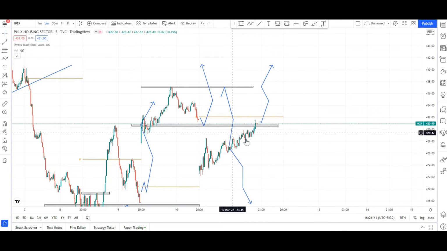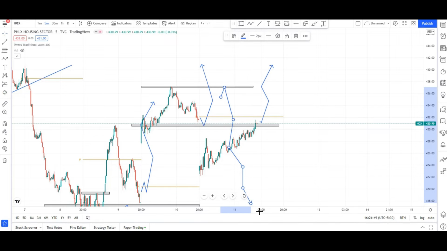Okay guys, if it takes resistance, then you can see that this is acting as a resistance, then your first target will be here, second target, third target and fourth target. You can see properly, pause this video and you can get all the targets.